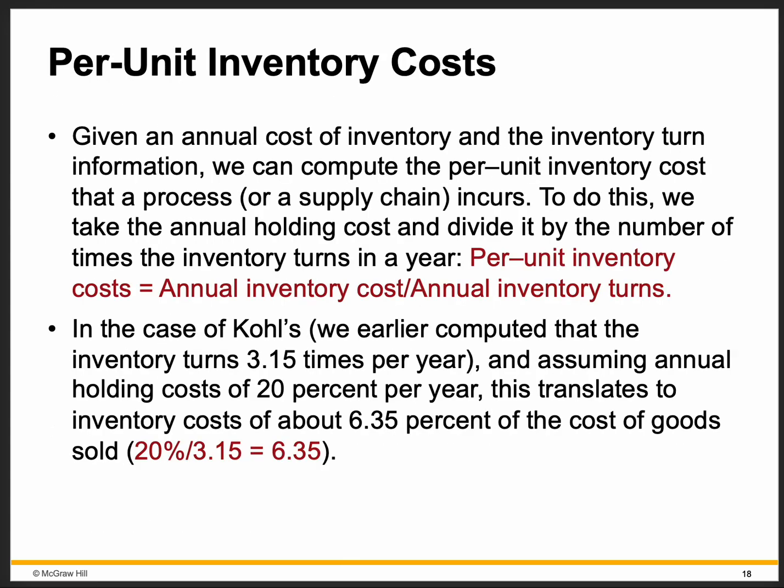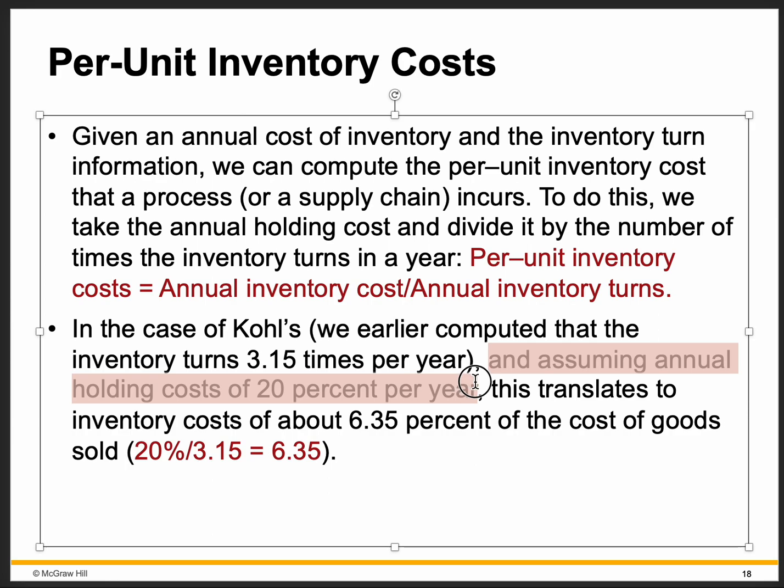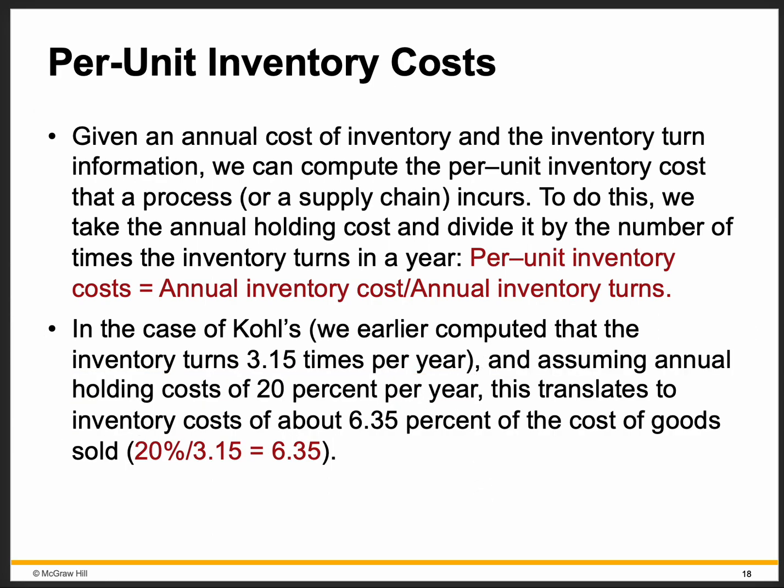So the other important thing to calculate is the per unit inventory cost. Now, given the annual cost of inventory and the inventory turnover information, can we compute the cost of per unit inventory? Now, this is actually a very, very difficult cost to calculate. One of the things we'll assume here is that we know the annual holding cost is 20% per year. But that itself is actually very, very difficult to calculate.